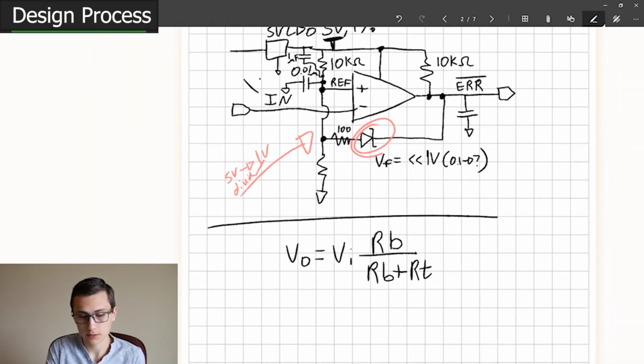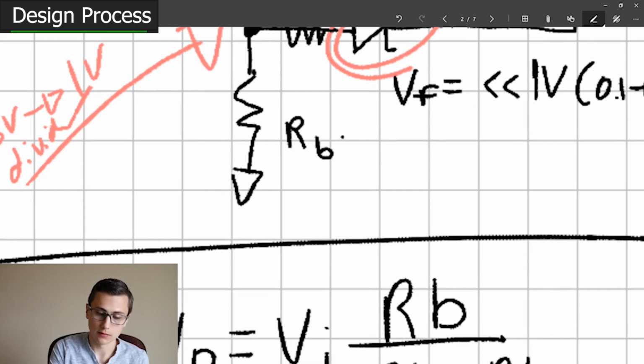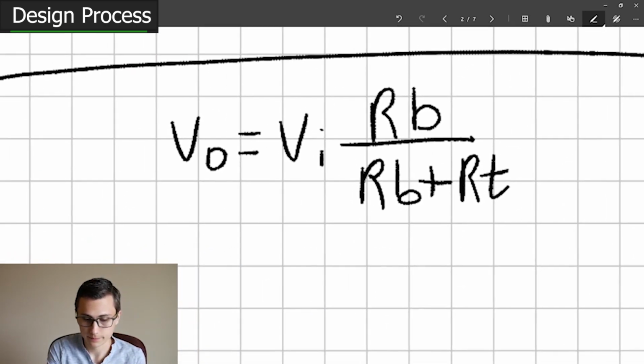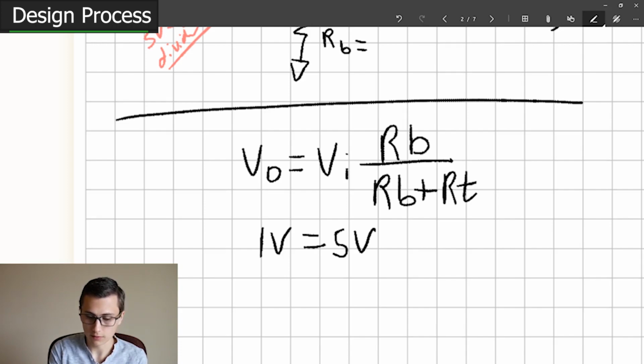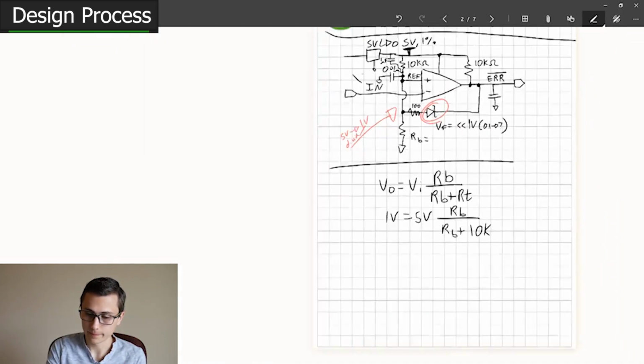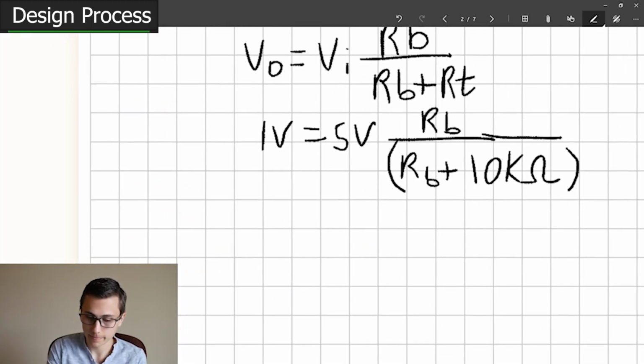Excellent. In this case, the top is 10K. The bottom is question mark. We're going to call that RB equals, great. V out is 1 volt. V in is 5 volts. This ends up being RB over RB plus 10K, because that's a 10K resistor. Multiplying both sides by the quantity on the bottom, we end up getting 1 volt.